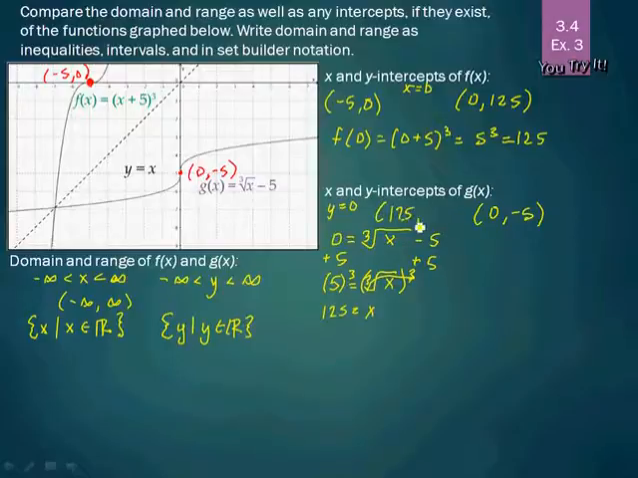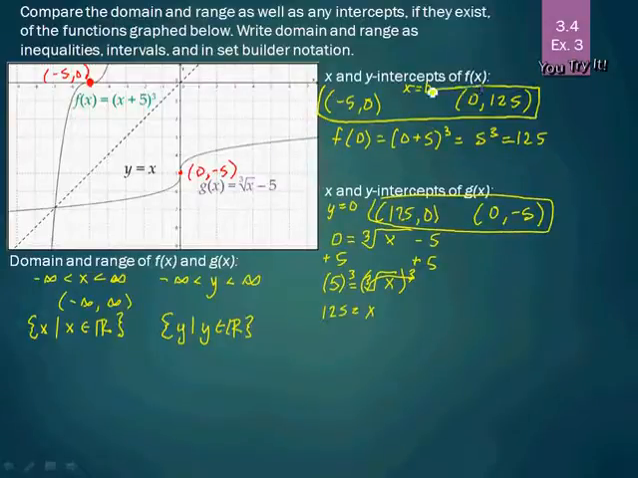Okay, so notice here that the x and y intercepts on both of these equations are inverses. We have 0, 125 for the y-intercept on the top, 125, 0 for the x-intercept on the bottom, and then negative 5, 0, and 0, negative 5. And so these are inverse functions. We can go ahead and put our final answer.